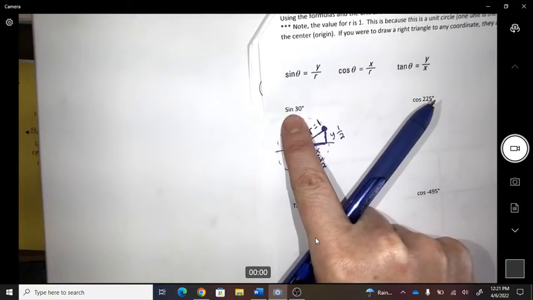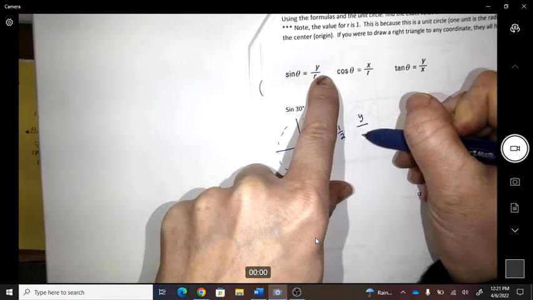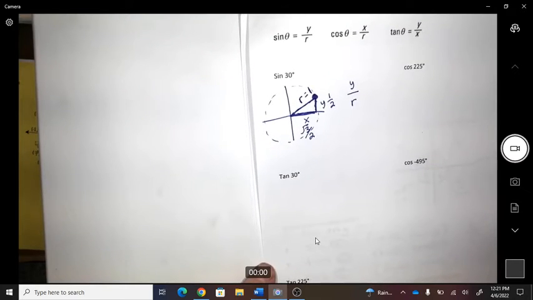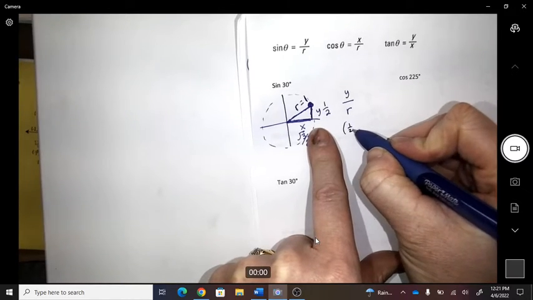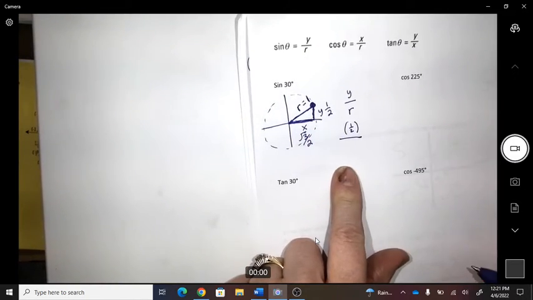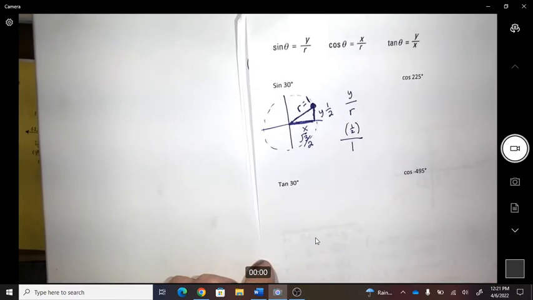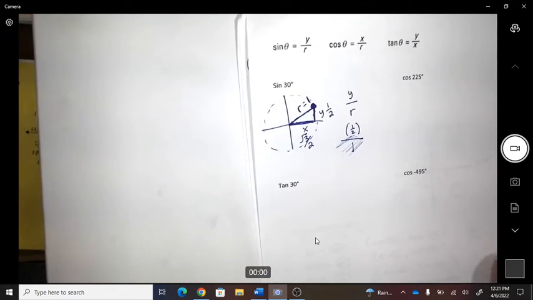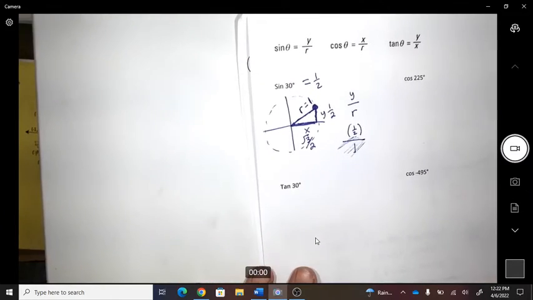I'm going to find the sine. So what do I do with sine? I need the Y, and I'm going to divide by the R. So the Y is 1/2, and the R is 1. So what happens in math if you divide something by 1? It doesn't do anything. So my answer is 1/2.